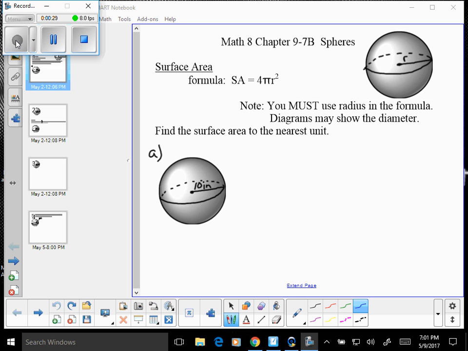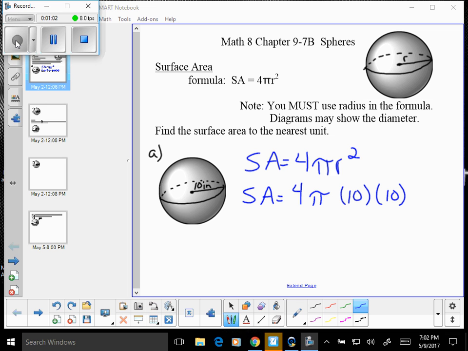And for most of these, you're going to be finding the surface area to the nearest unit, which means to the nearest ones place. Let's look at example A. First of all, we note that we have a sphere with a radius of 10 inches. My formula says 4 pi r squared. So my surface area is going to be 4. I'm going to keep that pi. My radius is 10.